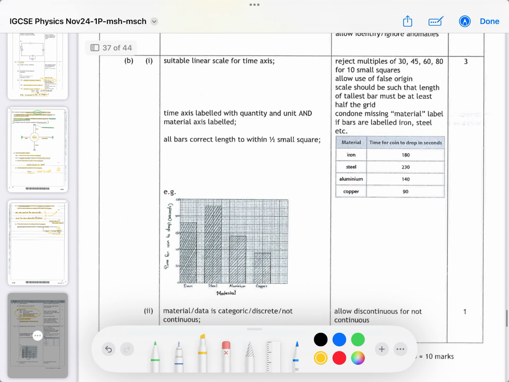Then they want to make sure that you've got a suitable graph in the next question. We're going to have a look at that, and you can see just by looking at the mark scheme that the graph used is a bar chart, because the metals are not a continuous variable, they're just different categories of material. When it's a non-continuous variable, we call it a categoric variable, then you would use a bar chart.